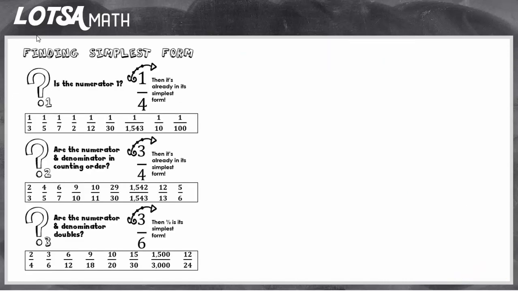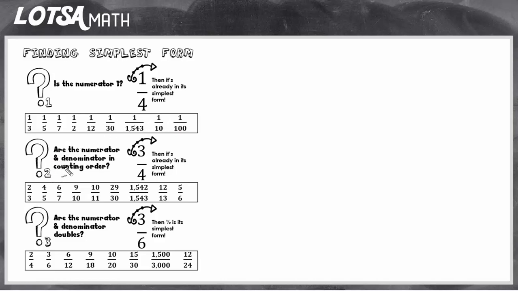So the first rule asks, is the numerator 1? Well, if the numerator is 1, then the fraction is already in its simplest form. So all of these fractions are already in simplest form and you can't simplify them. So if you don't get that lucky and see a 1, then you can look at the other rule.